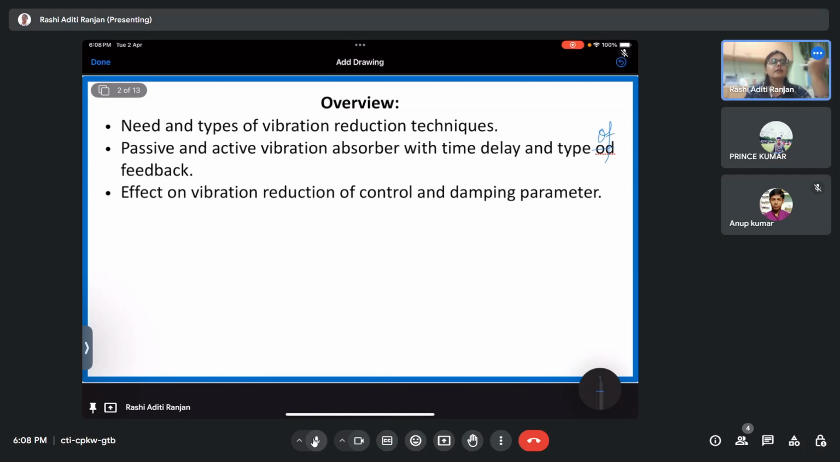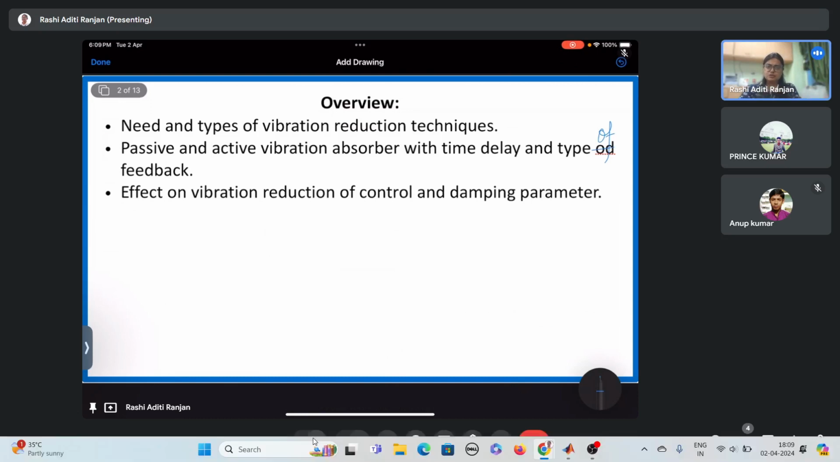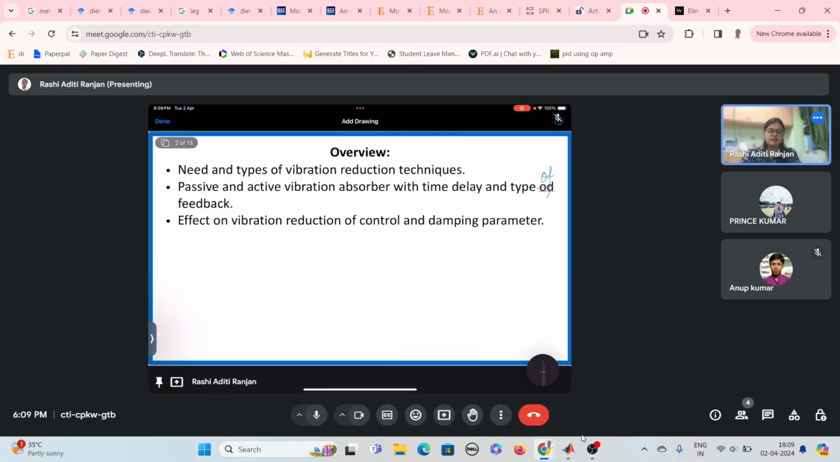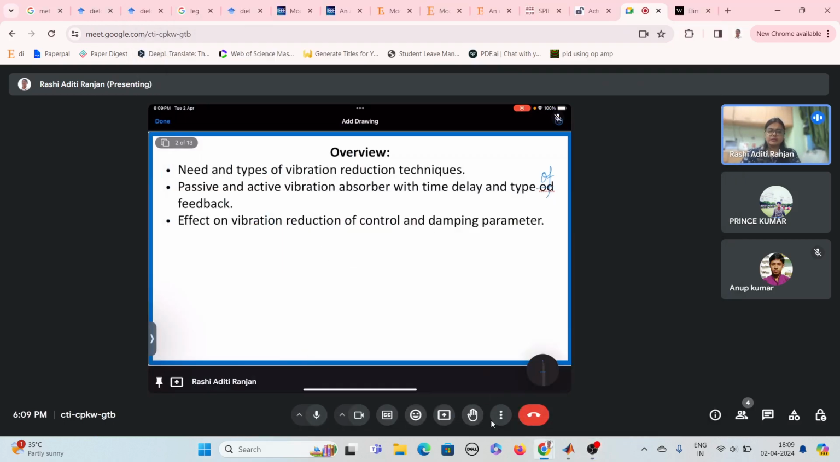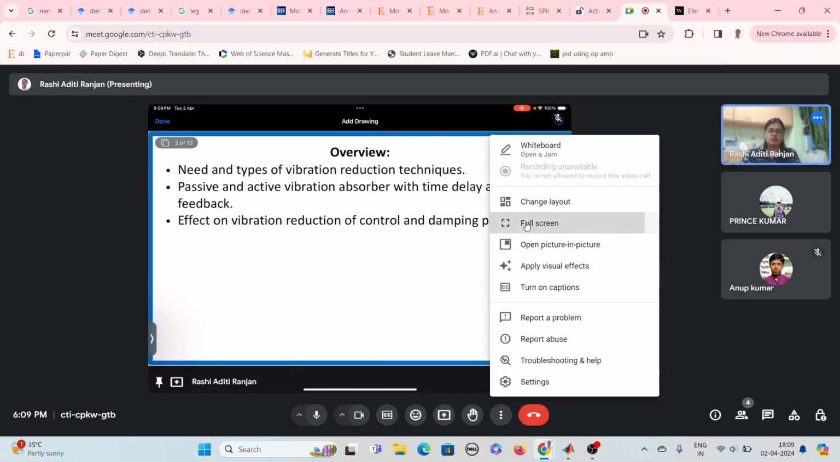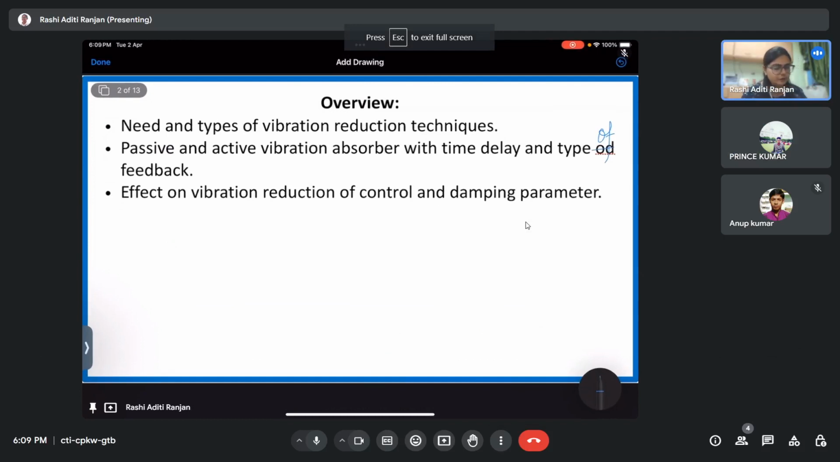There can be different types of feedback as well. We can measure the displacement and then provide the force on the basis of that displacement. We can measure the acceleration and then provide the force on the basis of that acceleration. And then the effect on vibration reduction of control and damping parameters. There are various parameters that can be used in the system, and the effect of those parameters is also discussed. So this is all about the overview.